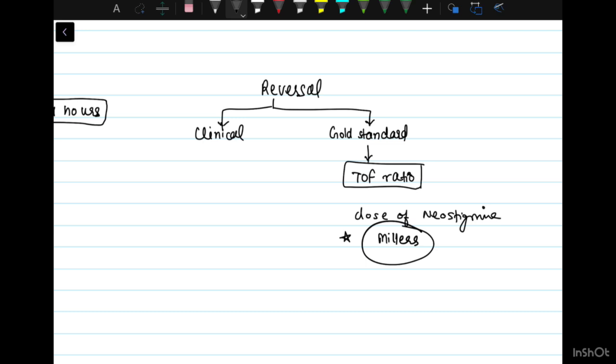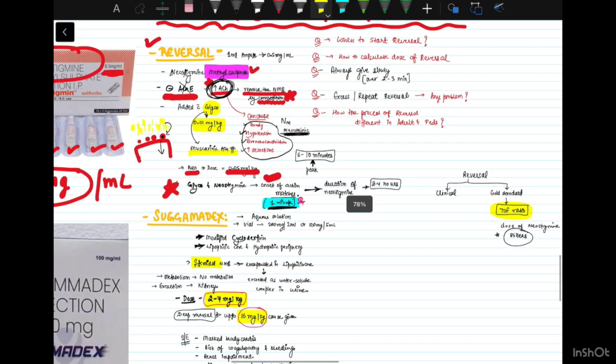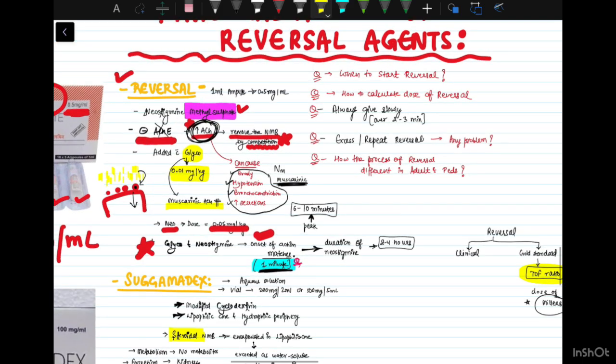So this table will tell you at what particular recovery point you can give neostigmine, and if there's a somewhat deep block and you can administer neostigmine, you have to give it in higher doses. Suppose the patient has recovered a lot and is about to gain his muscle strength, then you can reduce the dose of neostigmine. So those doses will depend on this TOF ratio. This is the gold standard of deciding the dose of neostigmine. Otherwise, we usually give it at a dose of 50 microgram per kg along with glycopyrrolate. That's what I wanted to tell you.